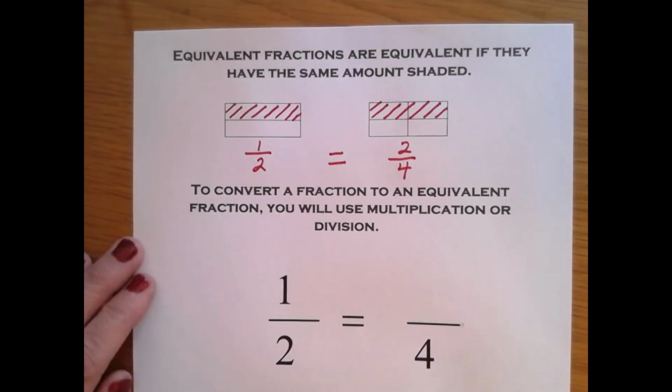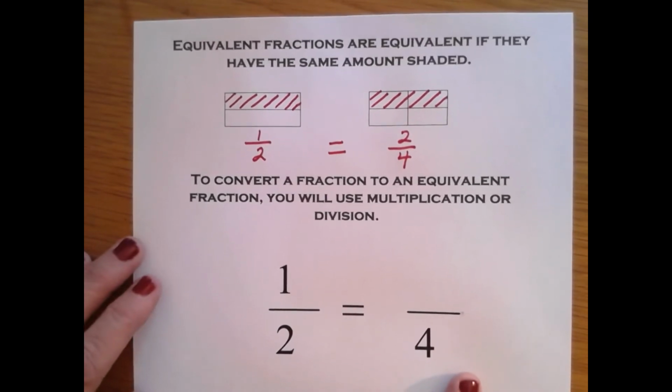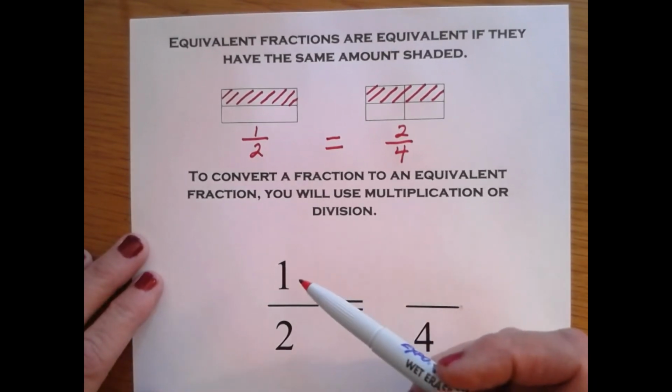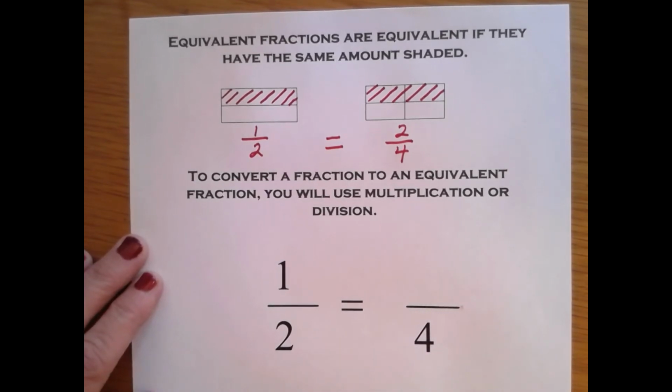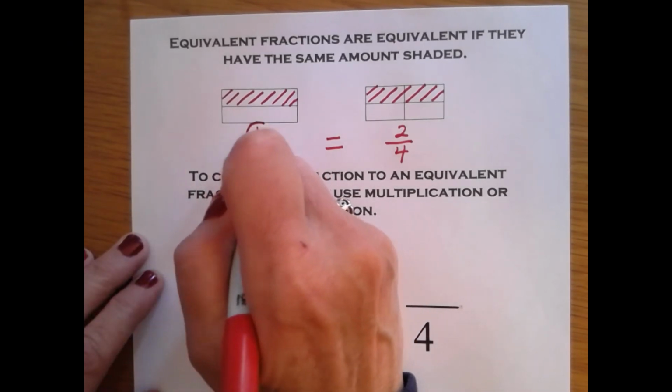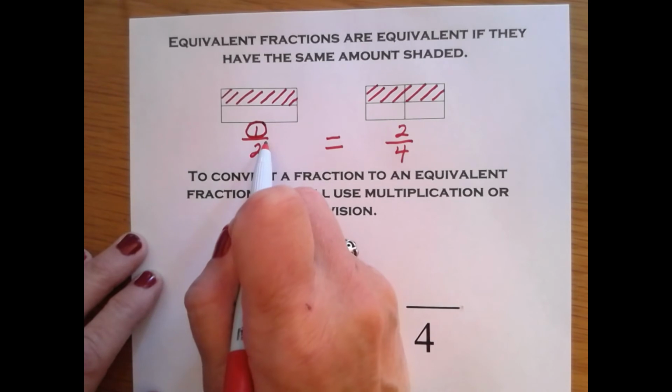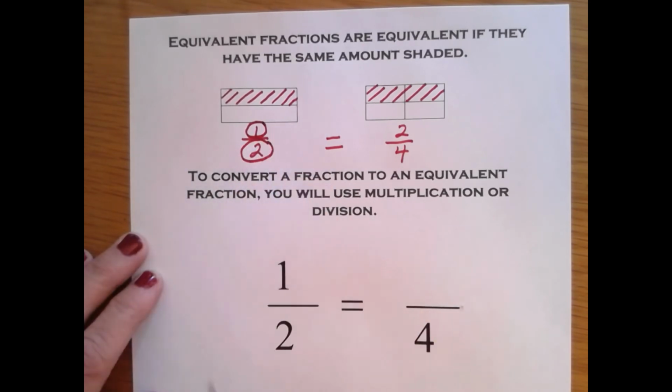Now, what happens when we don't have a picture? We have something like this. 1/2 is equal to something over 4. Now, I want to go back and review what our numerator and what our denominator is. The numerator is the number on top. The denominator is the number on the bottom.